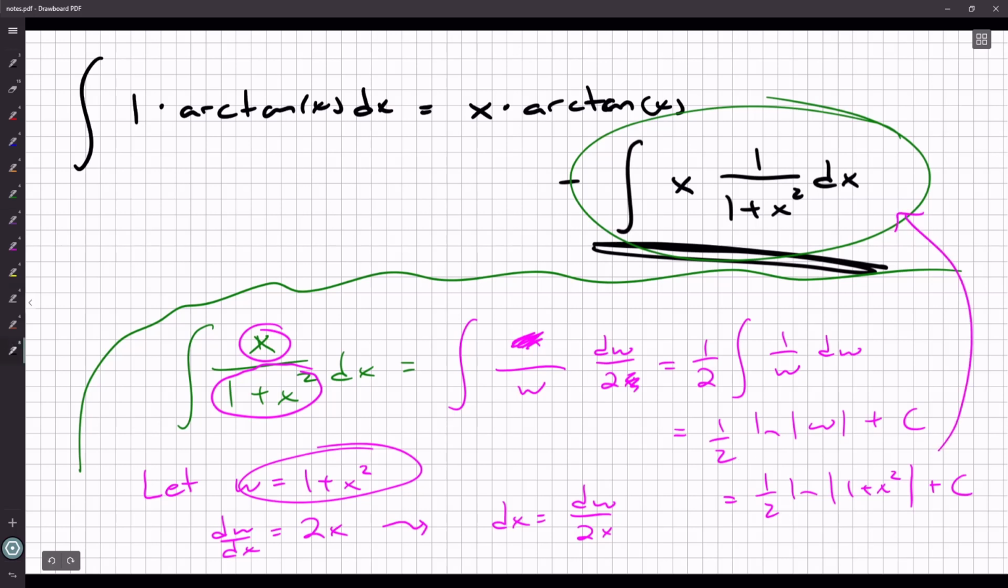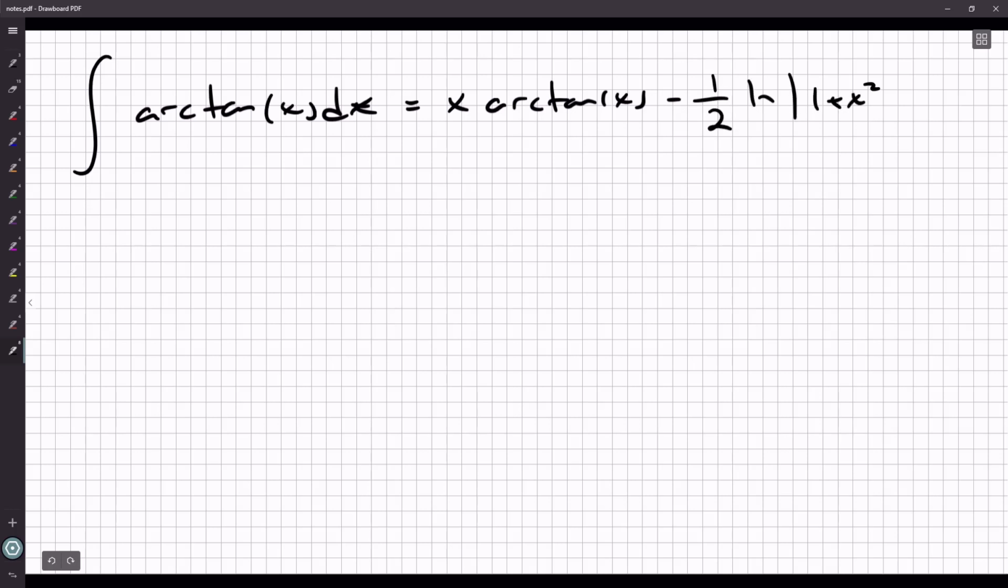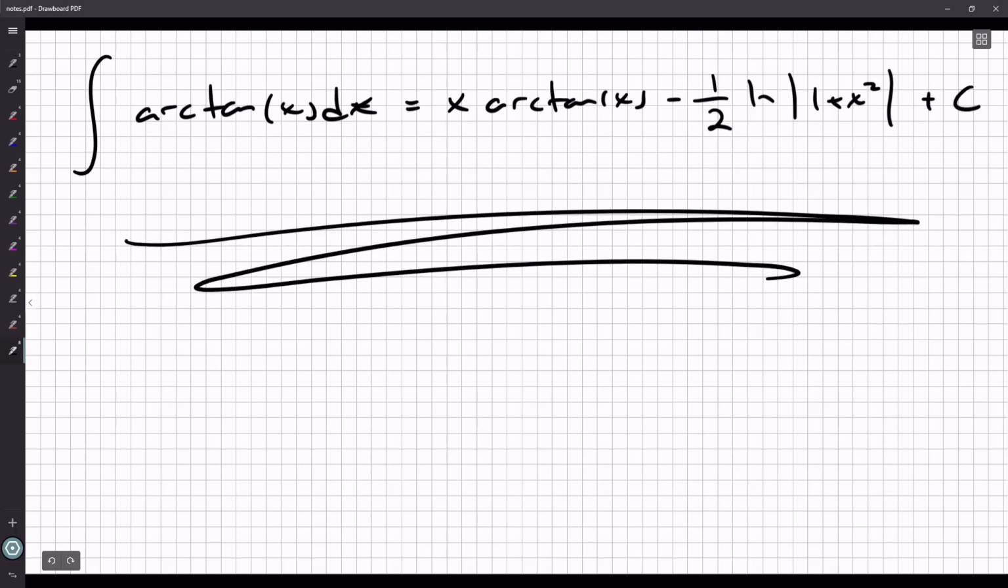And so that finishes that off, and we can put this all together and say, the integral of arctan of x dx, we get x times arctan of x minus 1/2 ln absolute value 1 plus x squared plus c. And there we go.